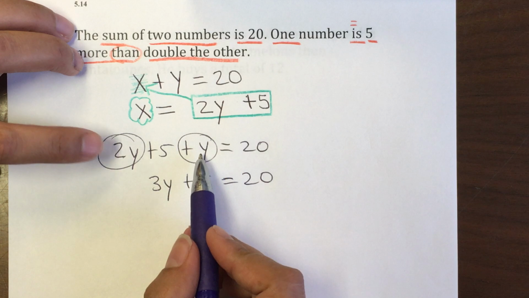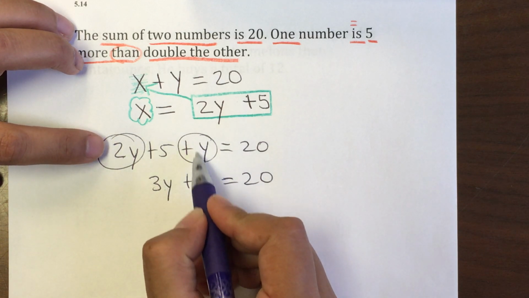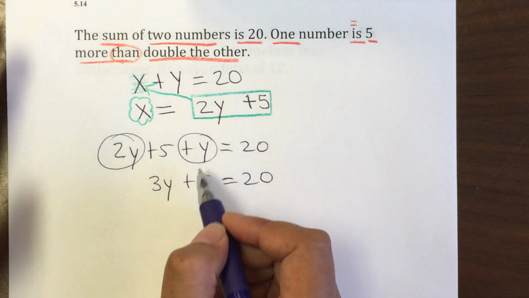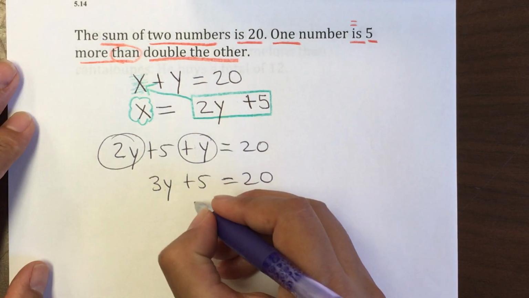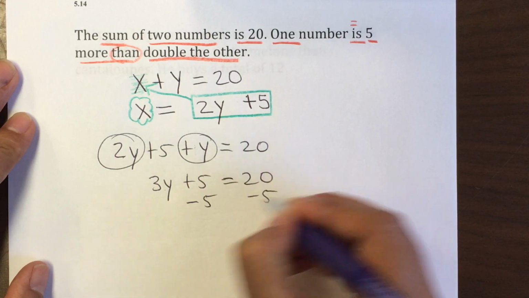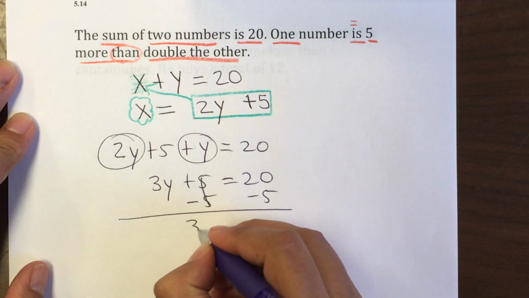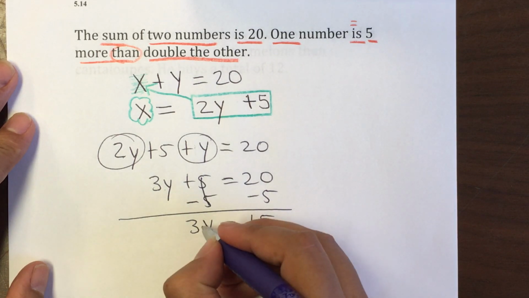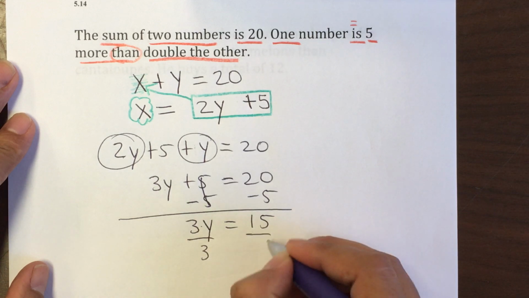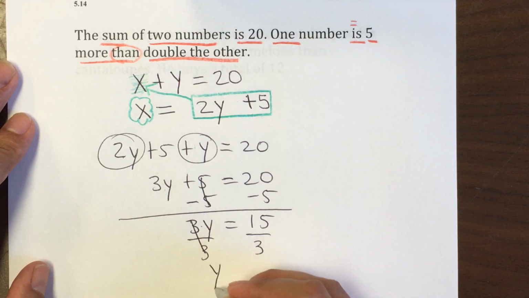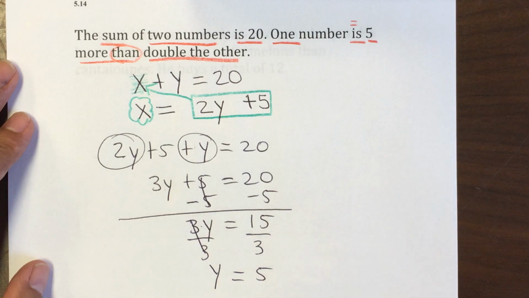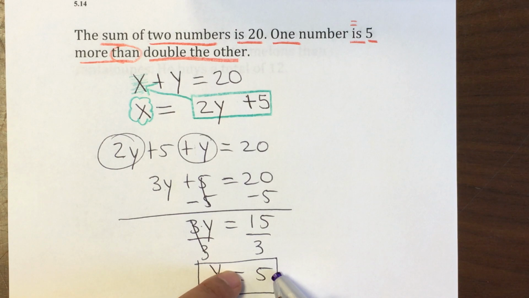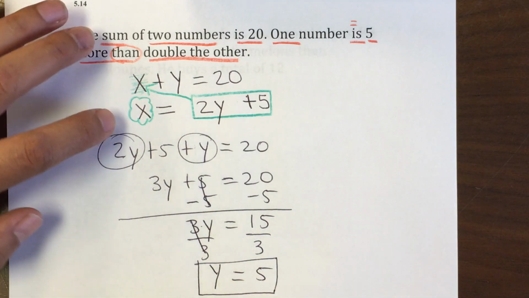Some people sometimes have questions of how come this is 3y? Remember that if there is no coefficient, it means that there is one y. The coefficient is 1 for y. Okay? We subtract 5 from both sides, and so 3y is equal to 15. If we're multiplying, we're now going to divide, and so y is equal to 5. So we already know that y is 5. Now we can figure out the value of the other one.